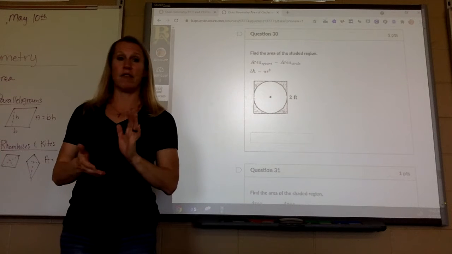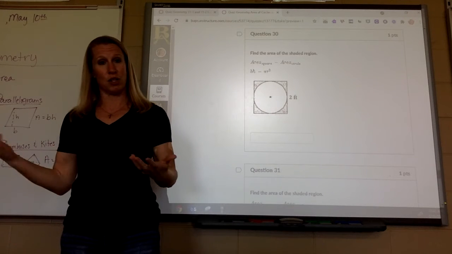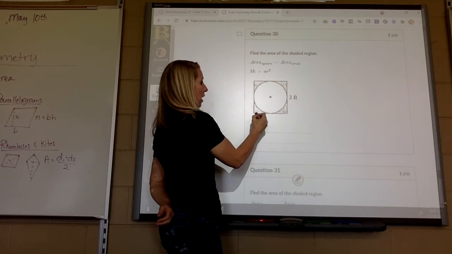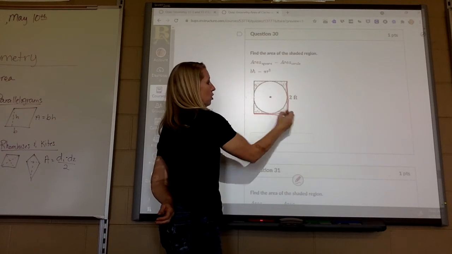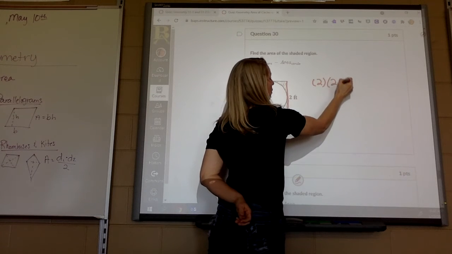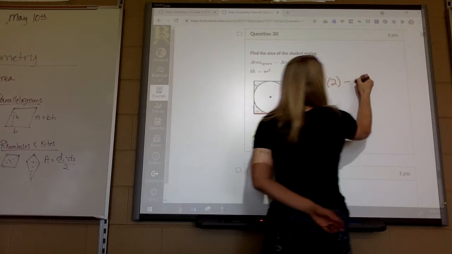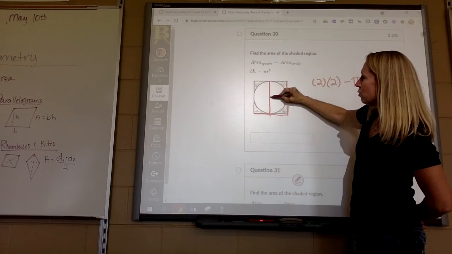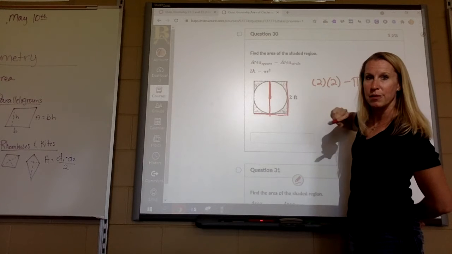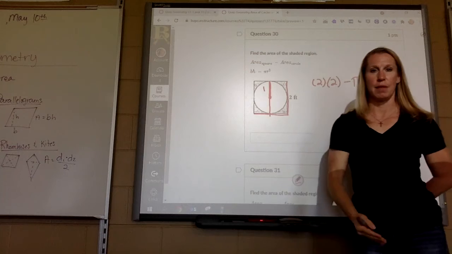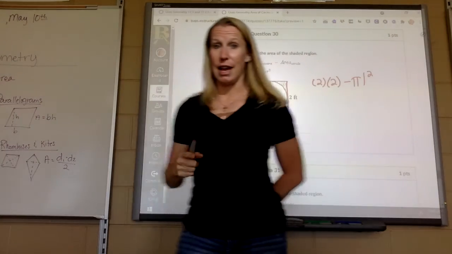So we're going to have to do the area of the square minus pi r squared, the area of the circle. On this one, the area of the square would be 2 times 2, minus pi r squared. If this whole diameter is 2, what would the radius be? The radius would be 1, so pi 1 squared. You can type that in your calculator and get that answer.